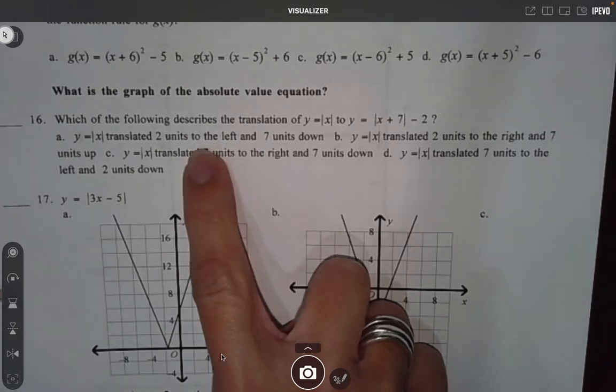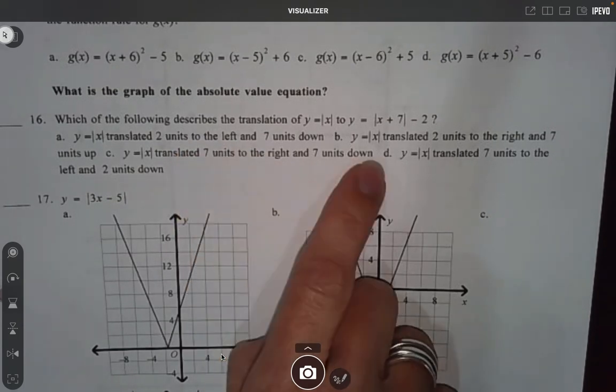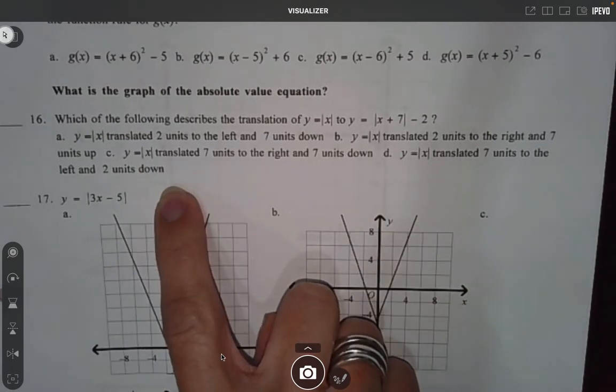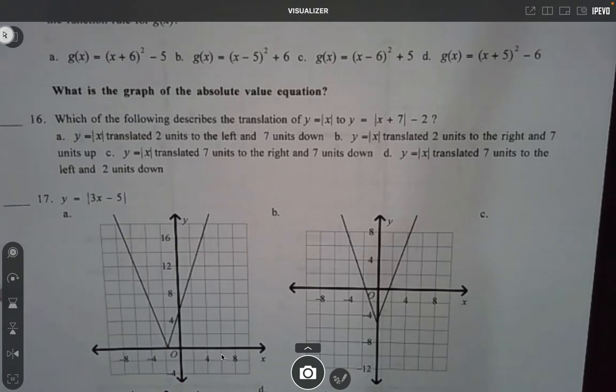Wait, what does that say? Translated. Oh, that's wrong. What did y'all say, D? 7 units to the left and 2 down. That's correct. You said that is on there? That is on there. 16 is D. But you have to just read through them carefully, okay? Are we good with that? Yep.